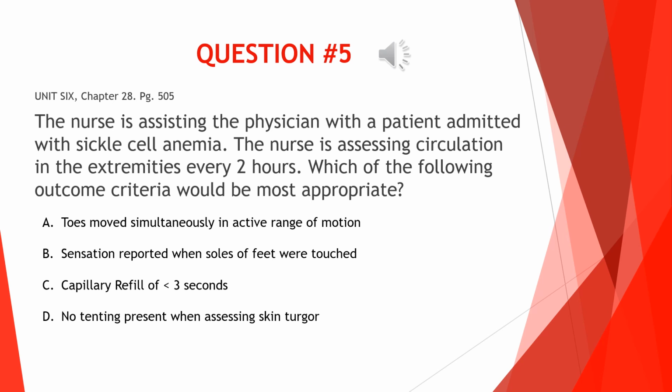Last but not least, number 5. The nurse is assisting the physician with a patient admitted with sickle cell anemia. The nurse is assessing circulation in the extremities every 2 hours. Which of the following outcome criteria would be most appropriate? A. Toes move simultaneously in active range of motion. B. Sensation reported when soles of feet were touched. C. Capillary refill of less than 3 seconds. Or D. No tinting present when assessing skin turgor.